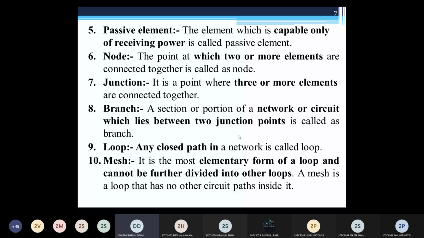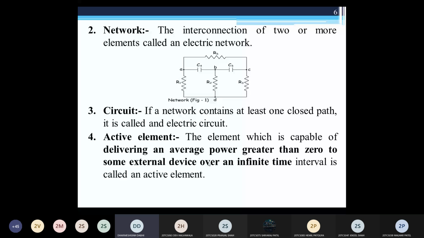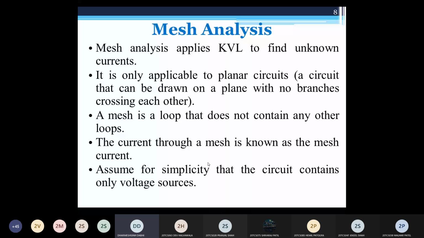Then the definition of mesh. It is the most elementary form of loop and cannot be further divided into other loops. Or we can say that a mesh is a loop that has no other circuit path inside it. So that is called a mesh. So this is all about the different terms related to the electrical circuit. You must know each and every term. Then after that we see the mesh analysis. So what is the purpose of using mesh analysis in an electrical circuit? Can anyone give the answer? Why do we use mesh analysis?